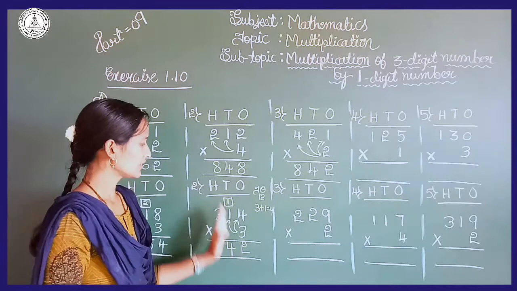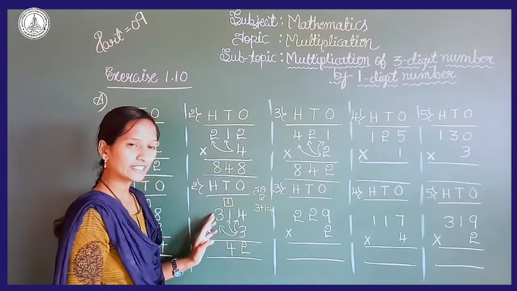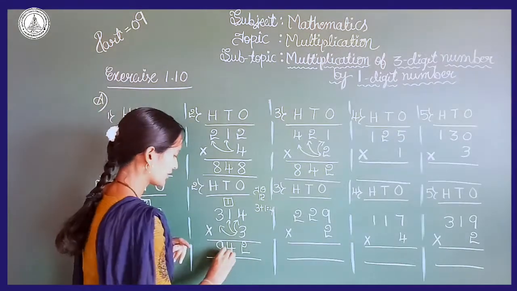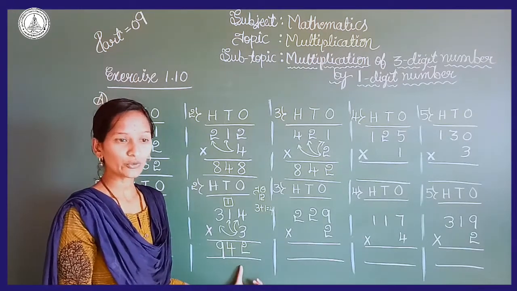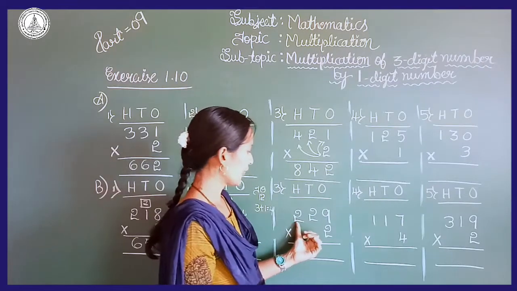So I am writing it in the tens place. So now come to the last column, that is hundreds. 3 into 3, 3 3s are 9. So write down here 9. So which is our product? 942 is our product. So come to the third one.